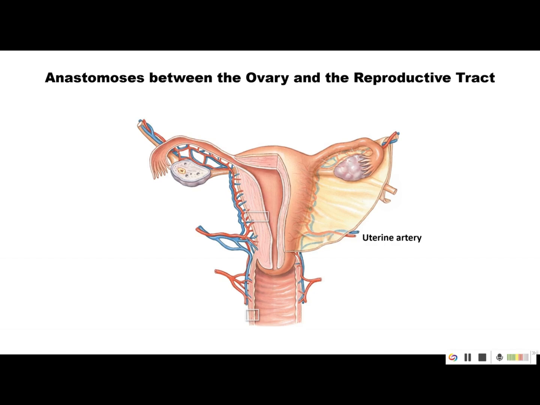The ascending branch of the uterine artery bifurcates into the ovarian and the tubal branch, which continue to supply the medial end of the ovary and the fallopian tubes. The ovarian and tubal branches of the uterine artery anastomose with the corresponding branches of the ovarian artery.